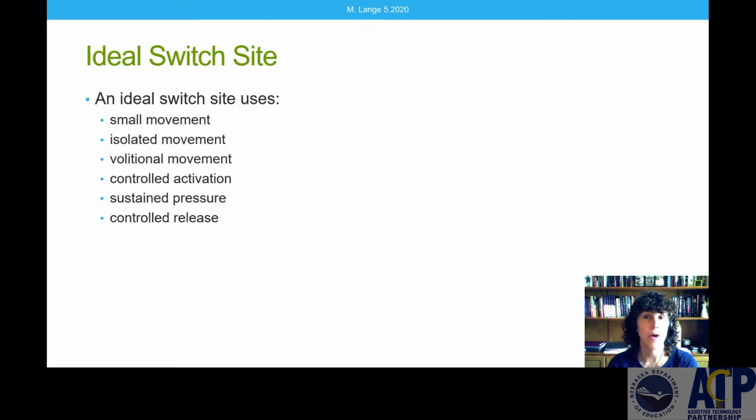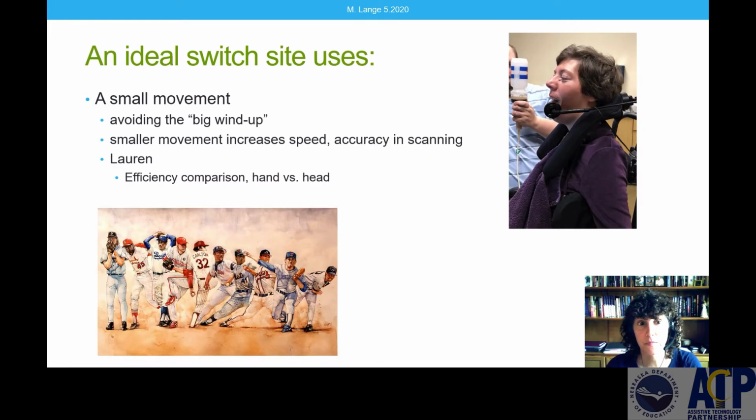So let's talk about what constitutes an ideal switch site. Just what is an ideal switch site? Well, ideally, and we might just be approaching ideal, we may not be able to actually get there, we're looking for a small movement, not a really huge movement, as small a movement as possible. We want that movement to be isolated, volitional, with controlled activation, sustained pressure if needed by the technology, and controlled release, particularly again for power wheelchairs. So let's talk about each of these in more detail.